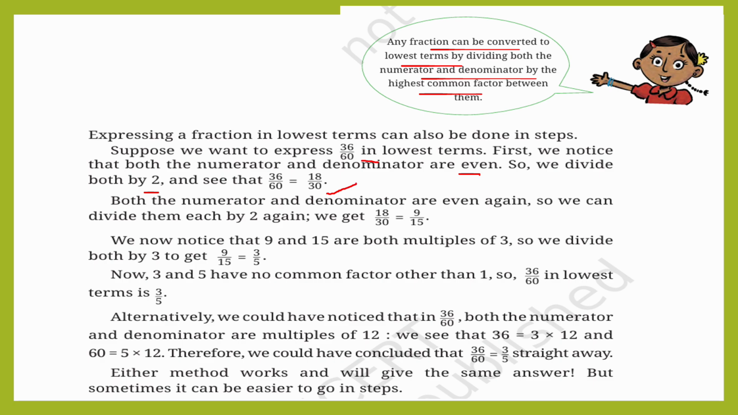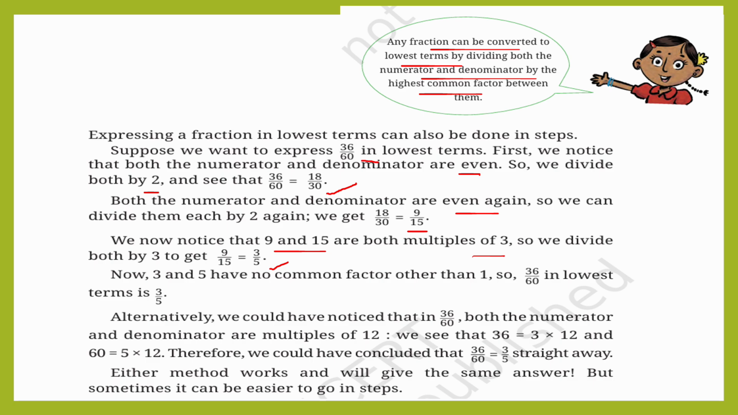So 18 by 30. Both the numerator and denominator are even again, so we can divide them each by 2 again. We get 18 by 30 is equal to, what is 18 by 2? 9. 30 by 2, 15. That is 9 by 15. We now notice that 9 and 15 are both multiples of 3. So we divide both by 3 to get 9 by 15 is equal to 3 by 5. 9 divided by 3 is 3.